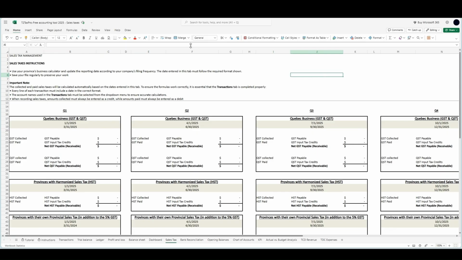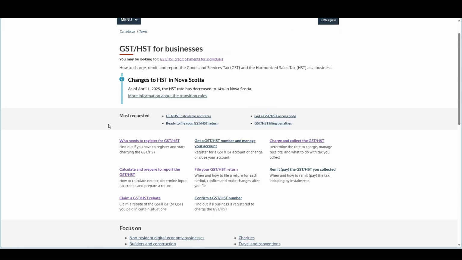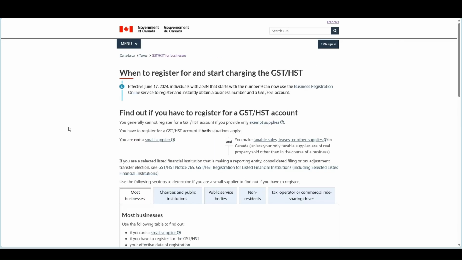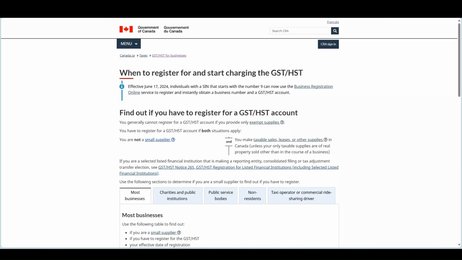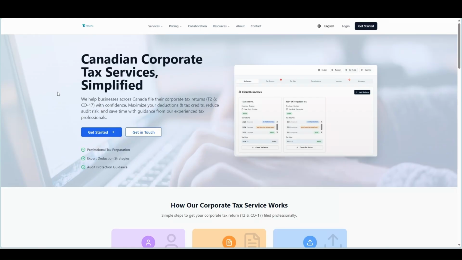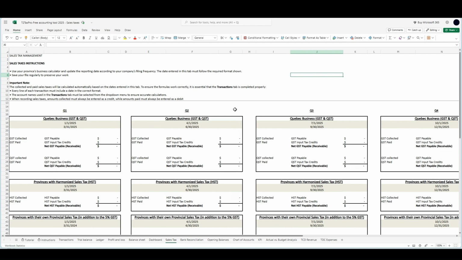Before we dive in, it's important to verify whether your business is required to register for sales taxes. Some businesses must register and collect sales taxes from their very first sale, while others, such as those selling only exempt supplies, aren't eligible to register. Also, keep in mind the Small Supplier Rule. If your business earns less than $30,000 in taxable sales over 4 consecutive quarters, registration may not be mandatory, but can still be beneficial. If you're unsure, feel free to contact T2TaxPro and schedule a consultation with one of our tax specialists. To follow along, open your Excel file and go to the Sales Tax tab.